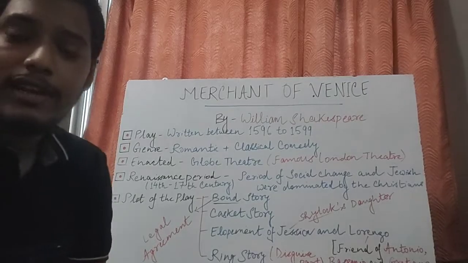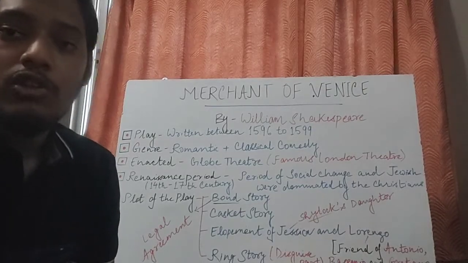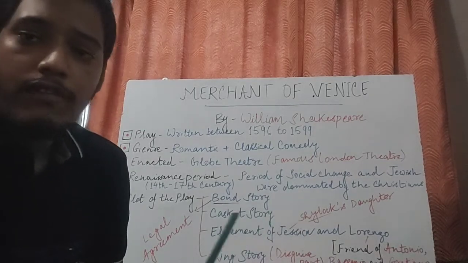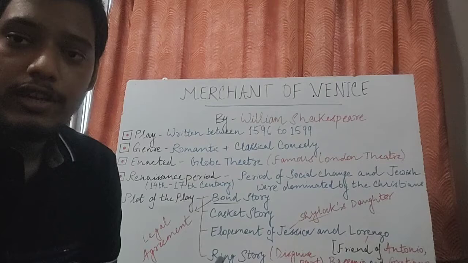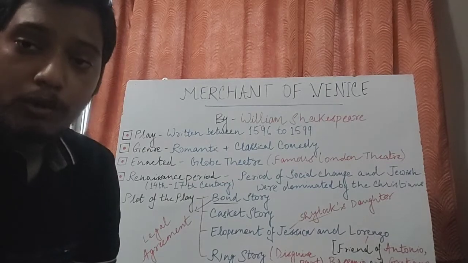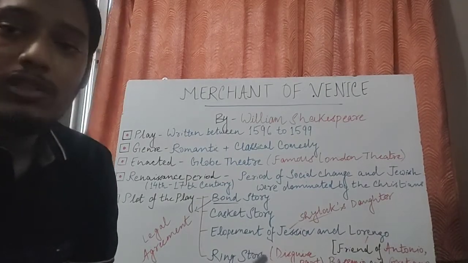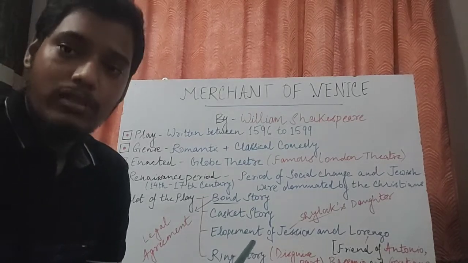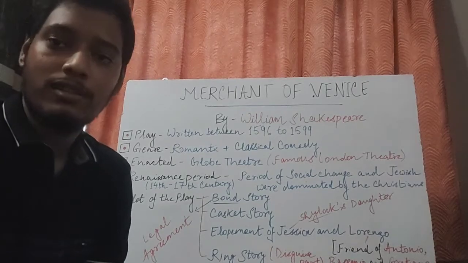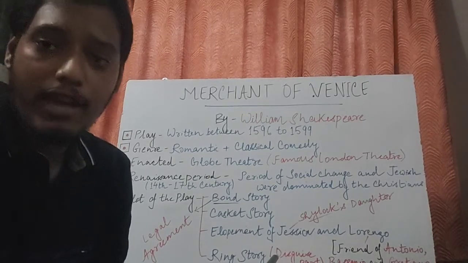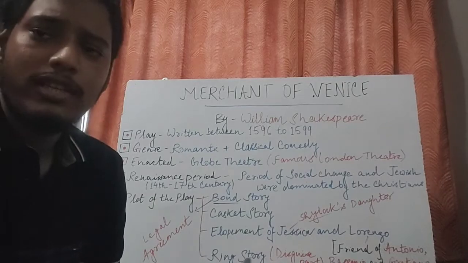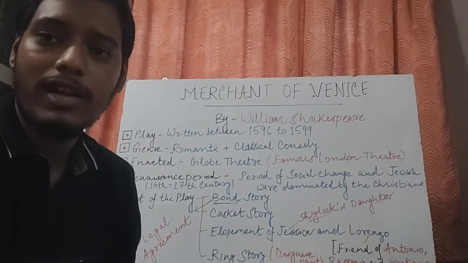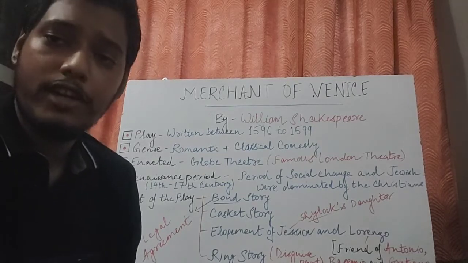The ring story, this is a disguise story. This is a very important plot, I mean to say. Here both Nerissa and Portia disguise themselves. They take the role of a man as Balthazar and Stefano. As we proceed one by one, each and everything will be clear to you.